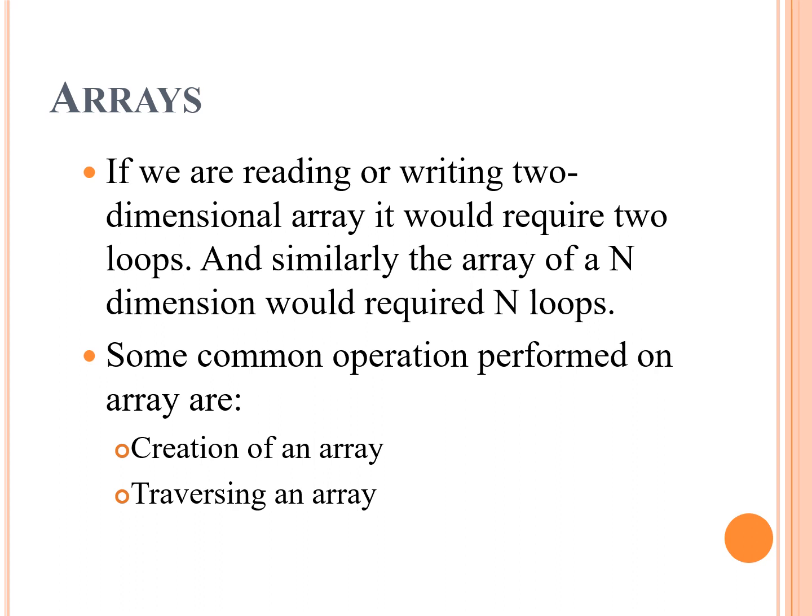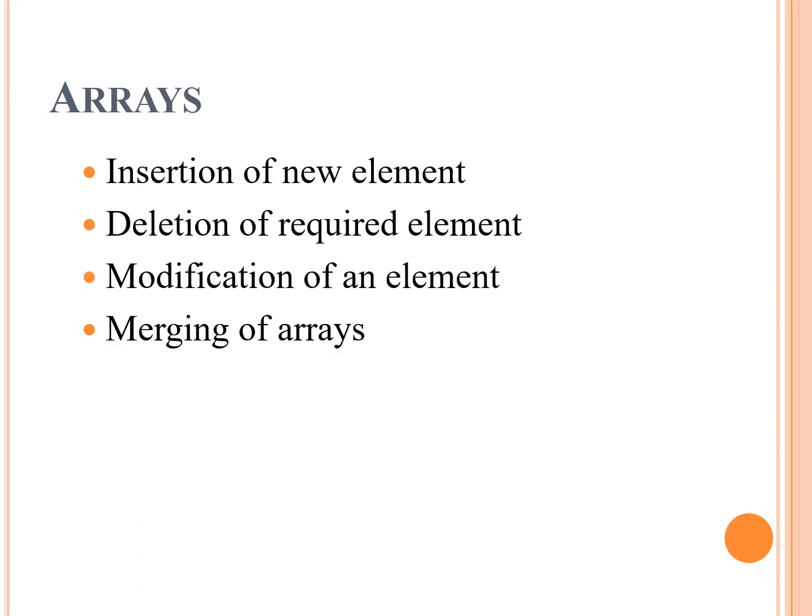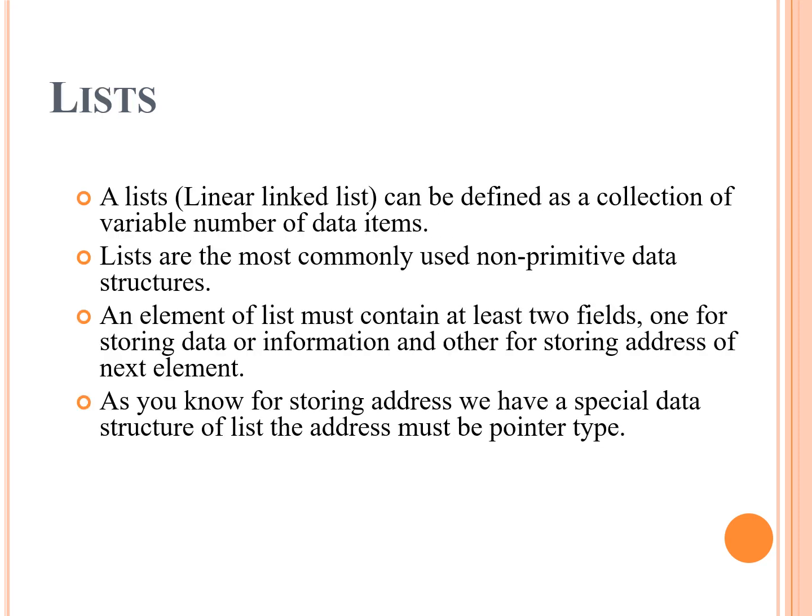If we are reading or writing a two-dimensional array, it would require two loops, and similarly an array of n dimensions would require n loops. Some common operations performed on arrays are creation of an array, traversing of an array, insertion of a new element, deletion of a required element, modification of an element, and merging of elements. To perform all these operations, you just create an array of any primitive data type.